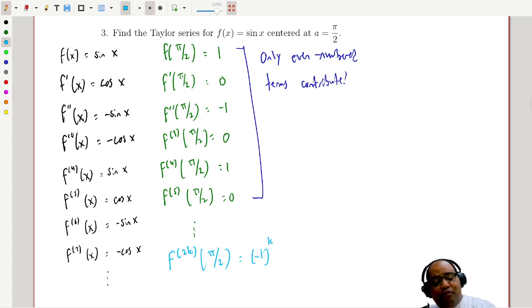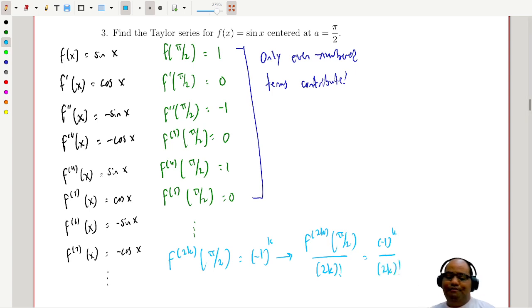And then we do our usual thing, we go ahead and scale, but this time, because we only have the even numbered terms, we have to be very careful here. We scale by the appropriate factorial. So we're taking n equals 2k in this case, because those are the only terms in the sum that contribute. So the 2kth derivative at pi over 2 divided by the factorial of 2k is just minus 1 to the k over 2k factorial.